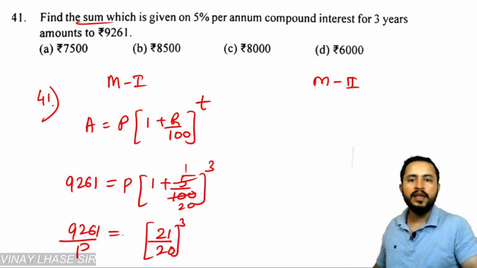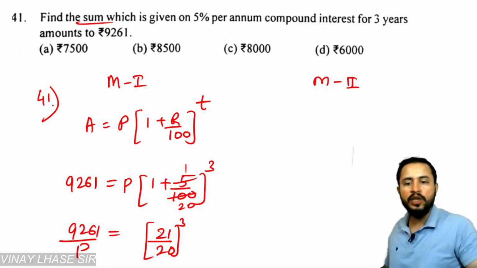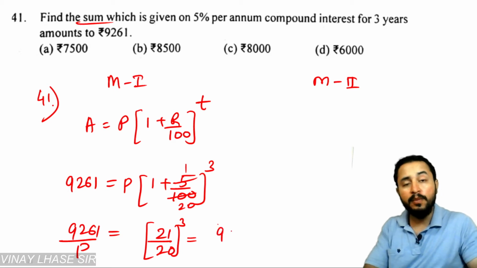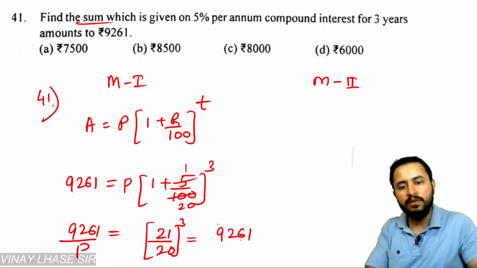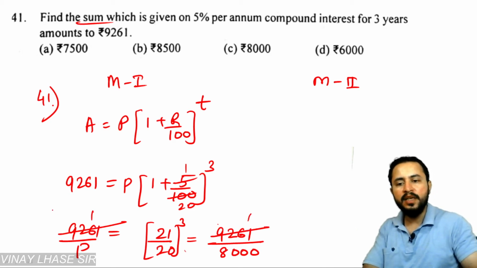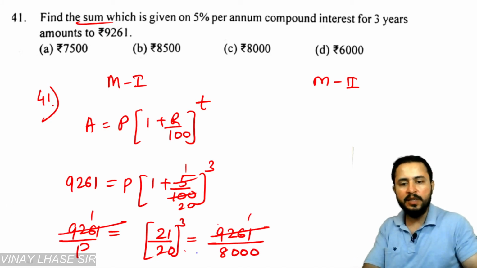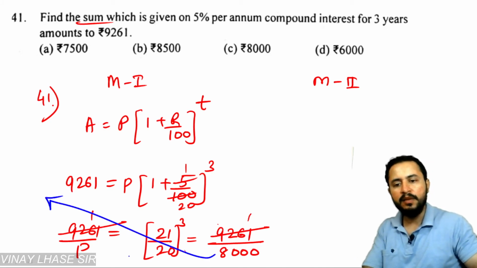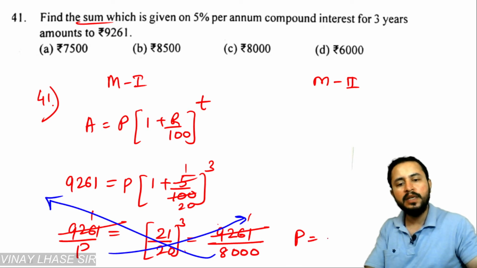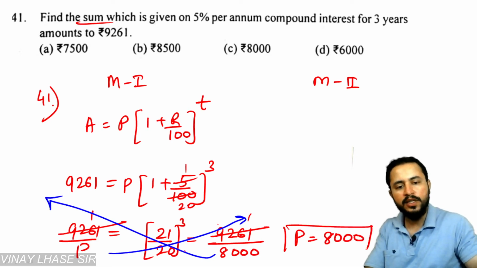Now you can clearly see over here, if I expand the right part, the cube of 21 is 9261, or if you remember it, you know it is 9261. And what is the cube of 20? It is 8000. This 9261 and this 9261 get cut. Now forget the central part because I've just expanded. This 8000 comes to this side and take the principal to the other side. So finally, I can say principal P is equal to 8000. That's the answer for this question.